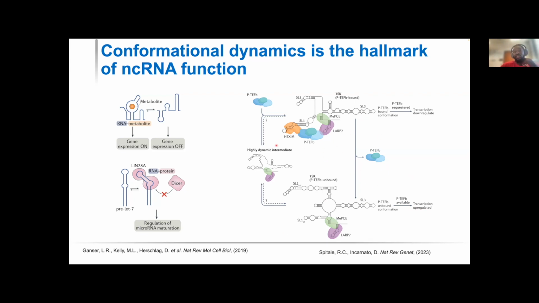But just to appreciate on this slide, you can see that we have almost three different conformations of 7SK: one where proteins are bound, one where proteins are released, and then an intermediate conformer.